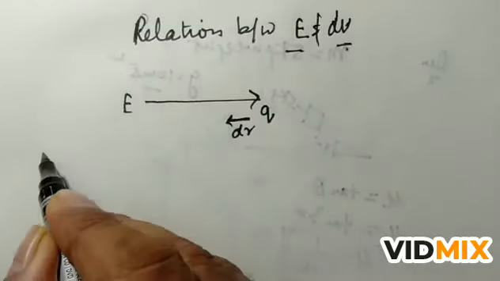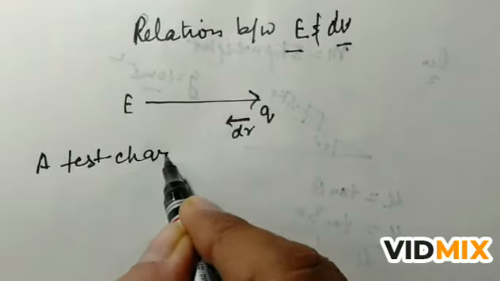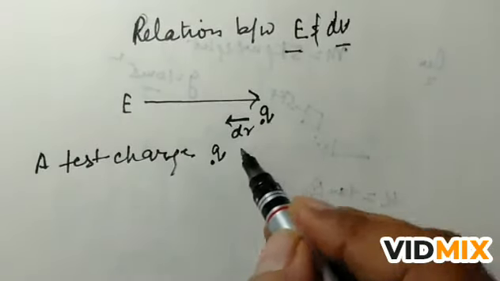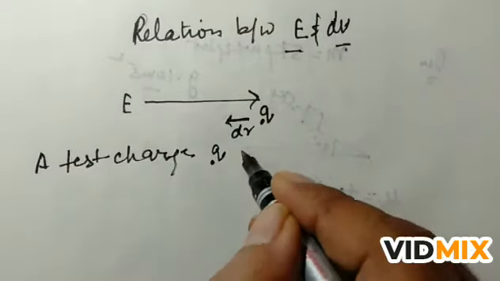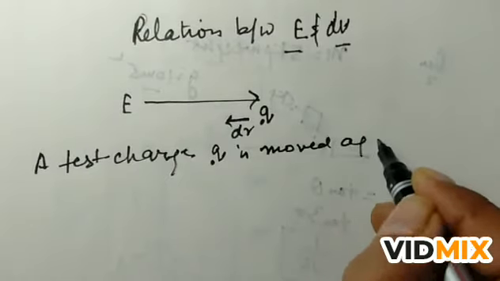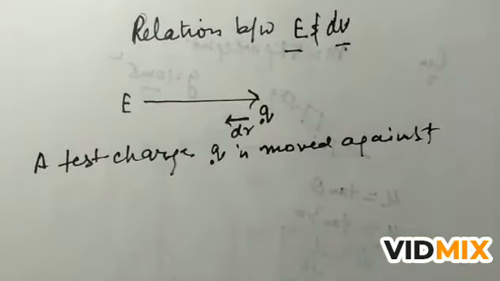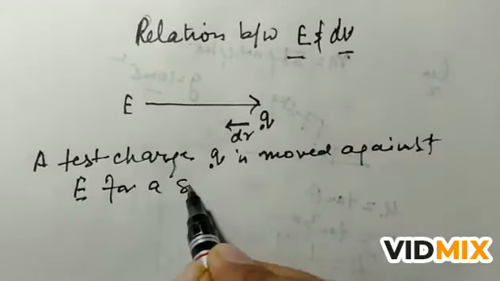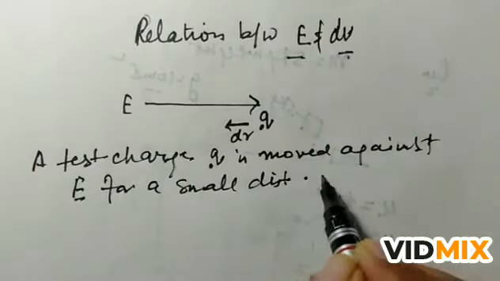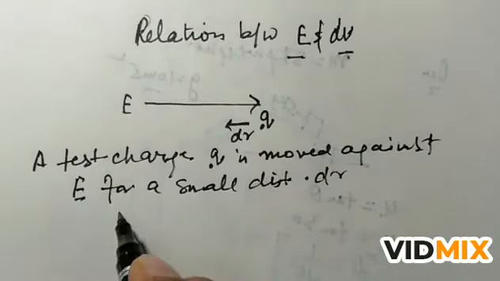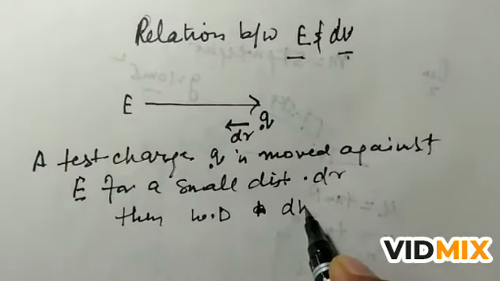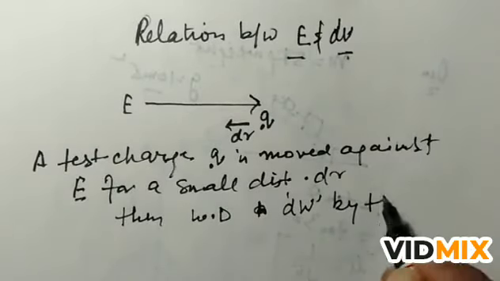A test charge q naught is moved against this electric field for a small distance dr. Then the small work done dw by the applied force.